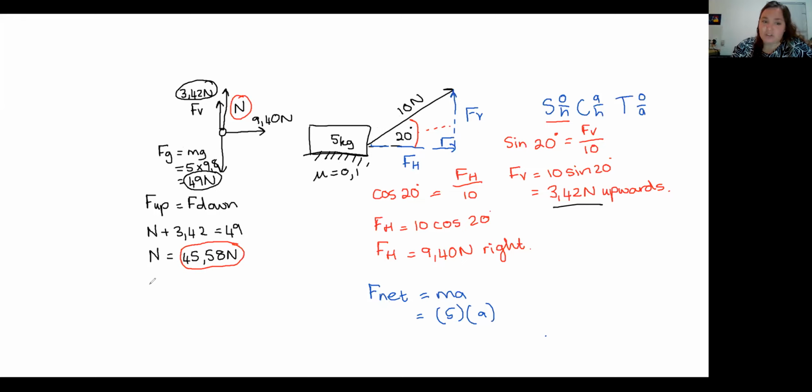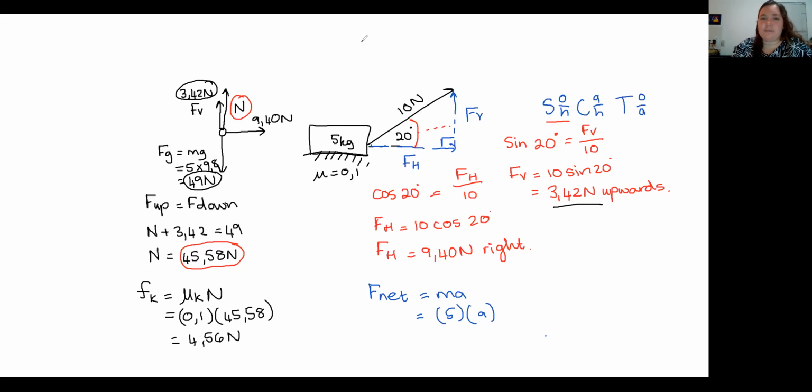But what I will need to do now is work out my frictional force. So Fk would then be mu k multiplied by the normal, which is 0,1 multiplied by 45,58, which is going to be 4,558. I'm going to call it 4,56 newtons.